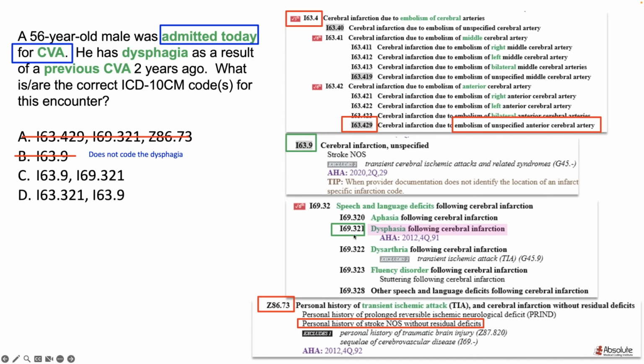So I69.321, this is the dysphagia following a CVA. Well, even though this dysphagia is not related to this CVA, we still have to code it. And this dysphagia is not the RFE. It is not the reason for the encounter, so it should not be sequenced first. It is a correct code, but should not be sequenced first. And D is incorrect. And that leaves us with C.